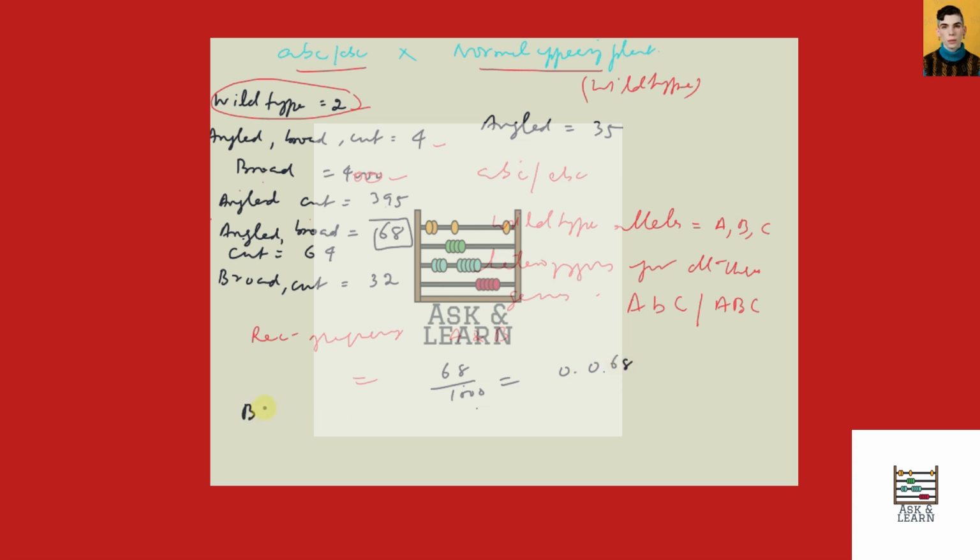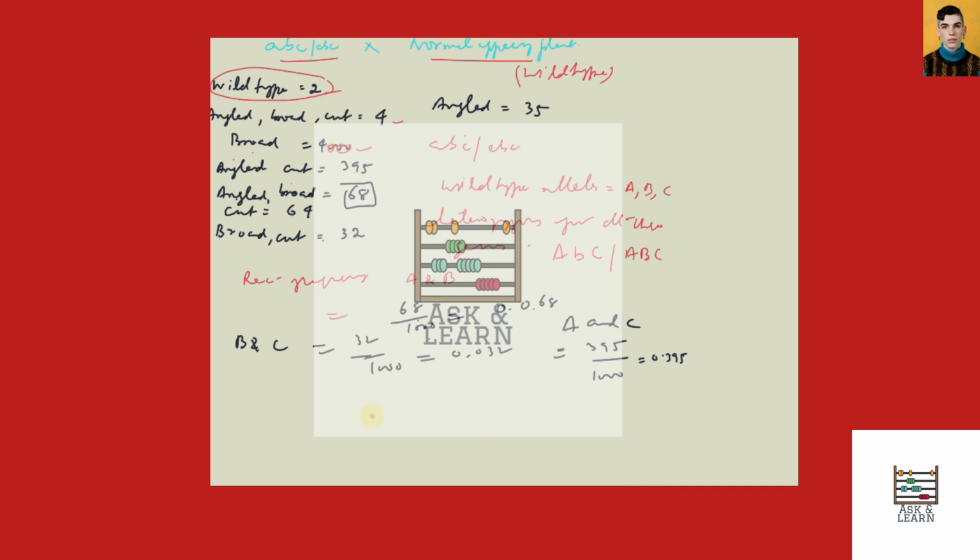Likewise, between broad and cut, it is 32 upon 1000, which is 0.032, and between angled and cut, it is 395 upon 1000, which is 0.395 recombination frequency. Since the recombination frequency between B and C is the lowest here, these two genes are closest to each other.